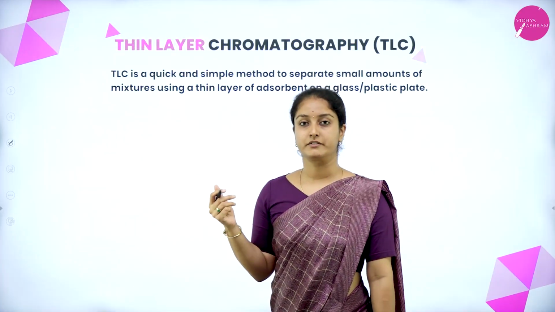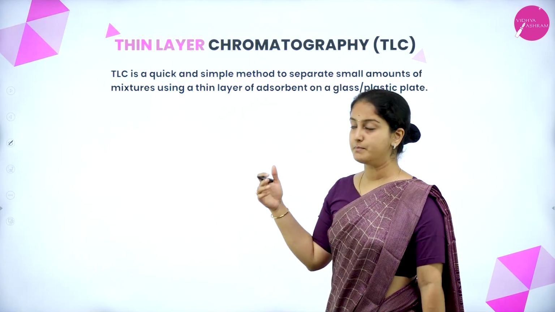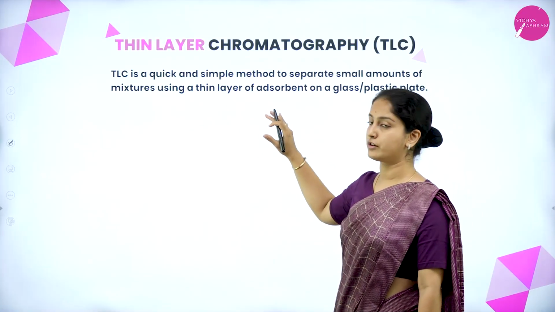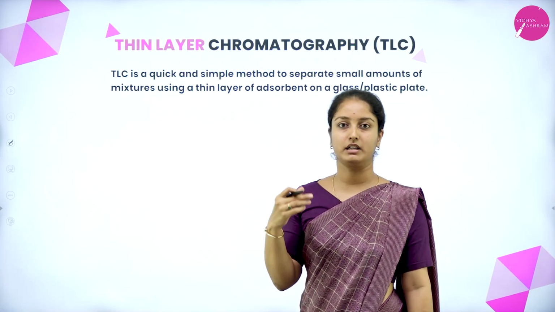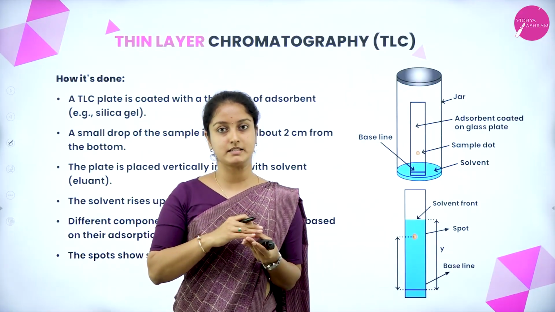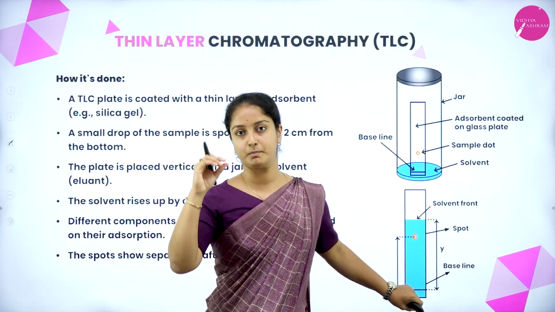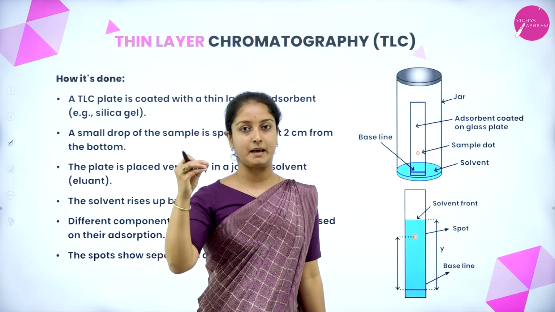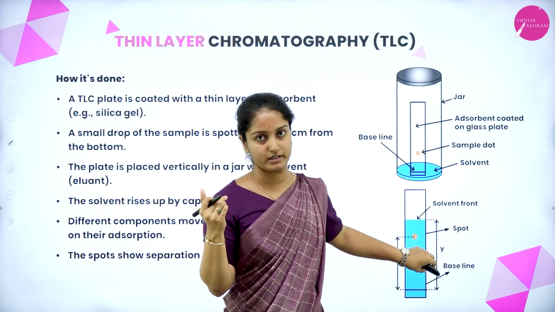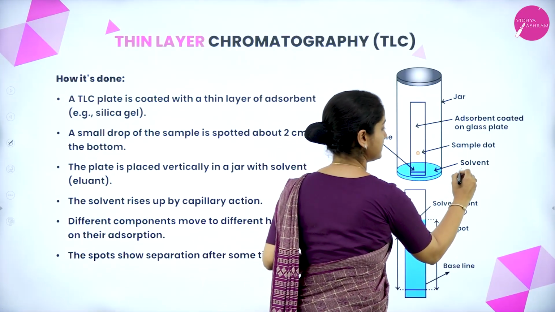So thin layer chromatography is one of the types of adsorption chromatography. It's a quick and simple method used to separate small amounts of mixtures using a thin layer of adsorbent on a glass plate or a plastic. Let us see how does it work. Take a glass plate and place stationary phase on it. Then mark 2 cm above from the bottom line. Then take a sample, drop a small amount above the 2 cm from the bottom. Then place it in a jar which consists of a solvent, or it can be called an eluent.